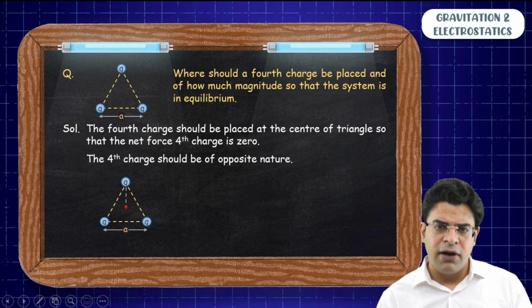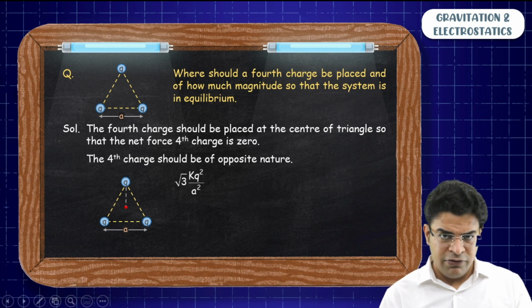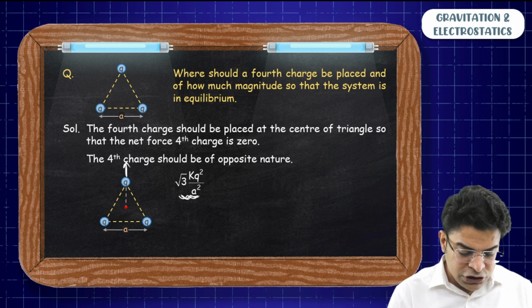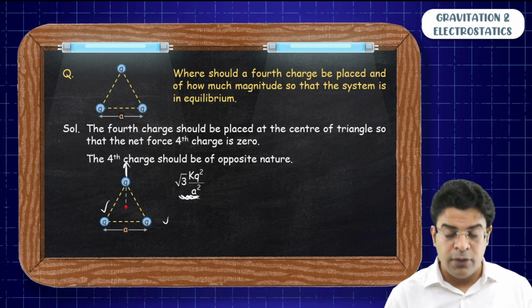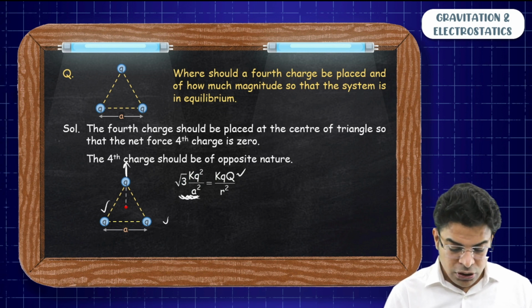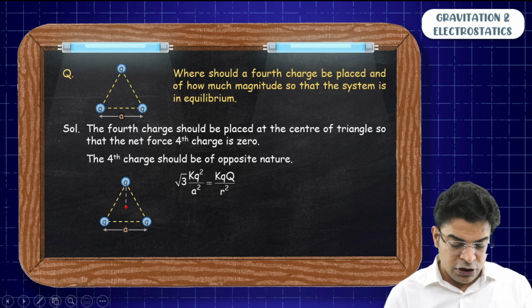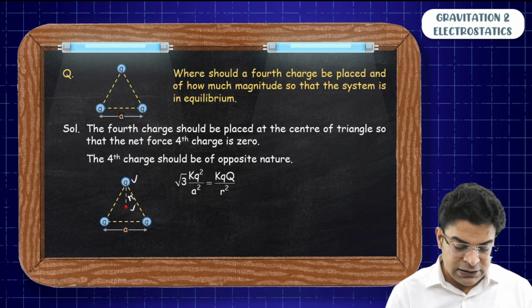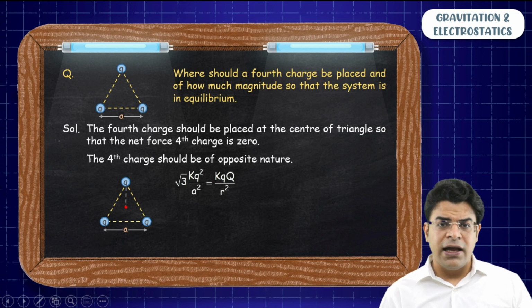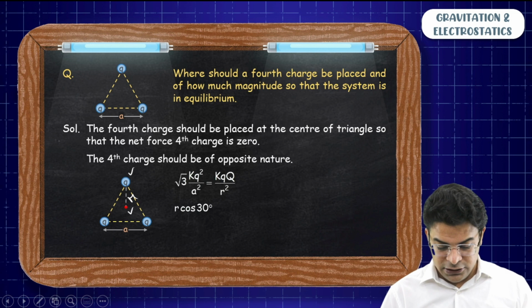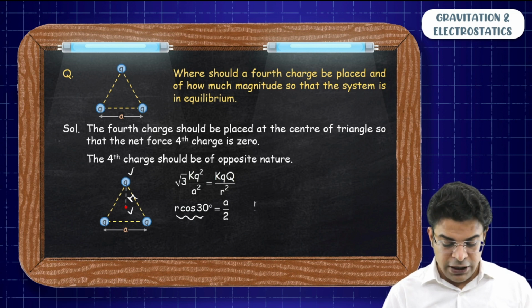So using the same thing, we can say the net force acting on one of the charges due to the other two, root 3 kq square upon a square, has to be equal to kq, and take the central charge as capital Q, upon r square. What is r? The separation between the central charge and this charge. Now we can write the separation between the central charge and this charge in terms of a as r cos 30 equals a by 2, the same thing.